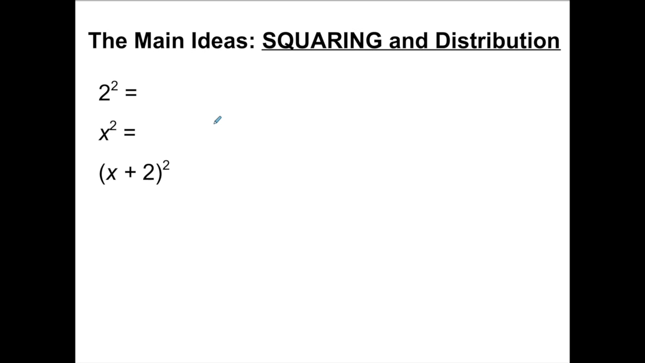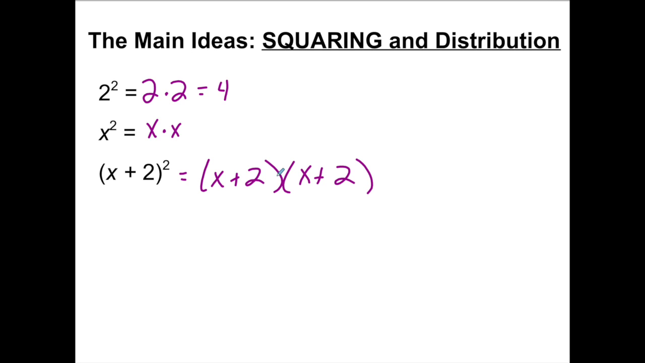All right, so the main ideas here are two: squaring and distribution. We're building off the distribution that we've already done, but now we have this notion of squaring because we've got that (x minus h) being squared. When we square, it means to multiply by itself, right? So 2 squared literally means 2 times 2, and we can simplify that as 4. X squared means x times x, x times itself. And similarly, (x plus 2) squared means (x plus 2) times (x plus 2).